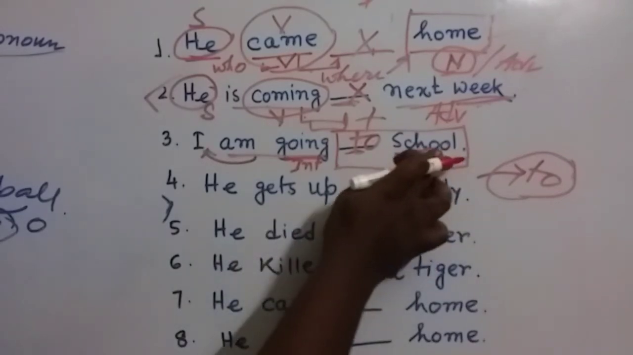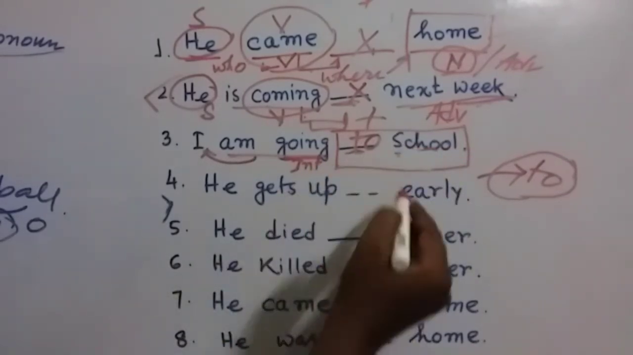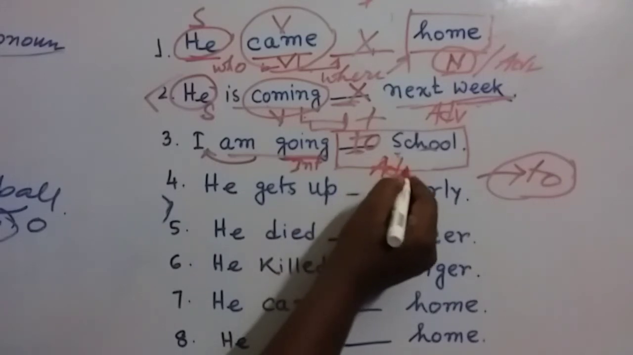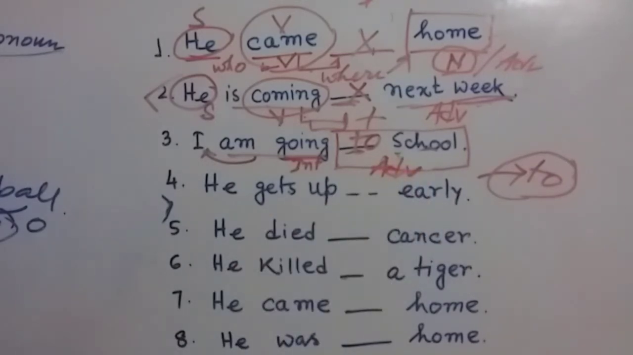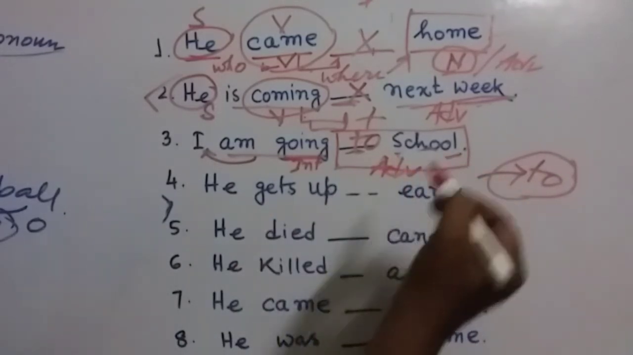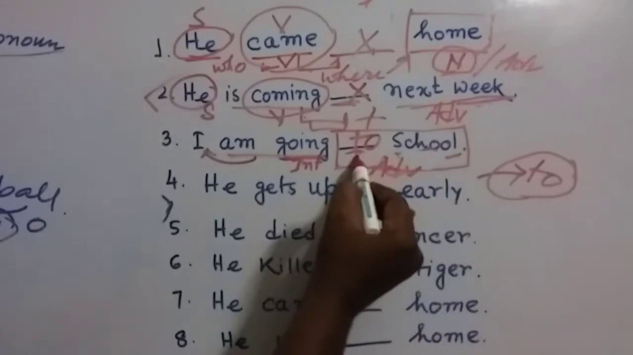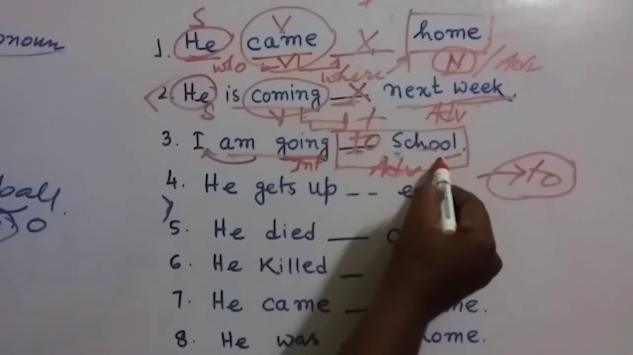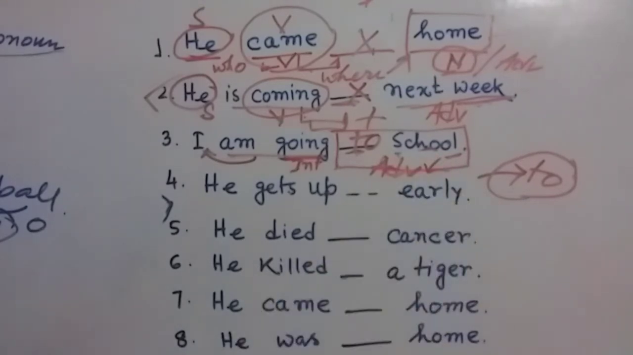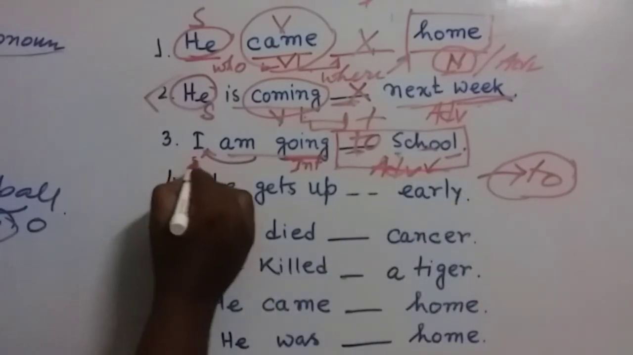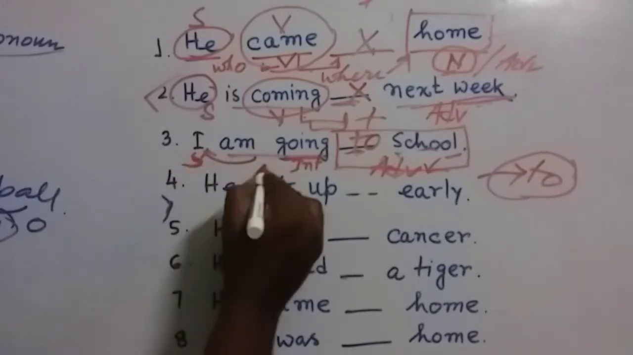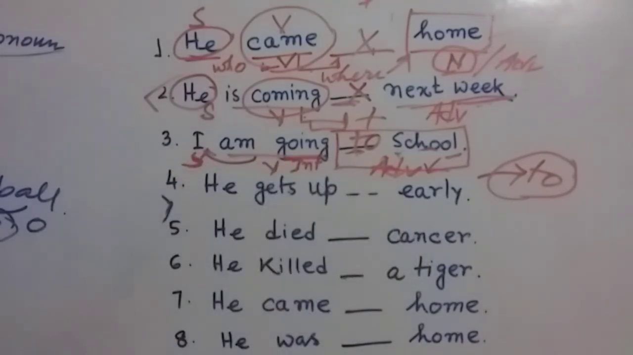That means this prepositional phrase became an adverb. That means we changed the behavior of this noun. We changed the manner of this noun by using this word. That means from a noun we converted this noun into an adverb. So the structure became subject, then verb, then adverb. And we use this one.